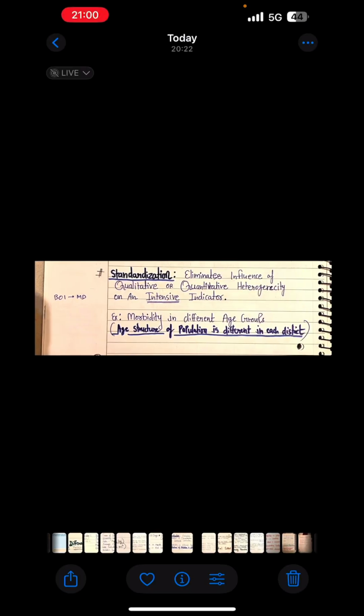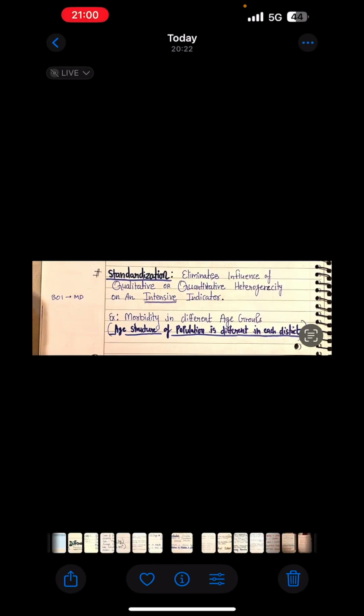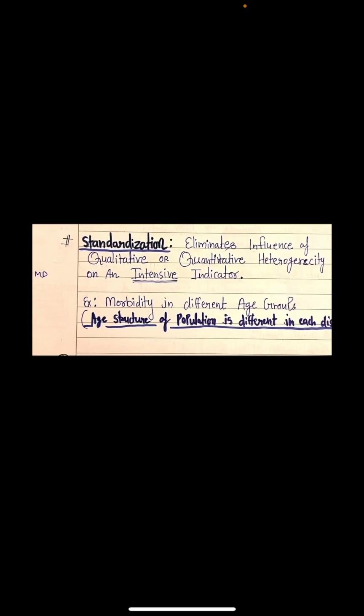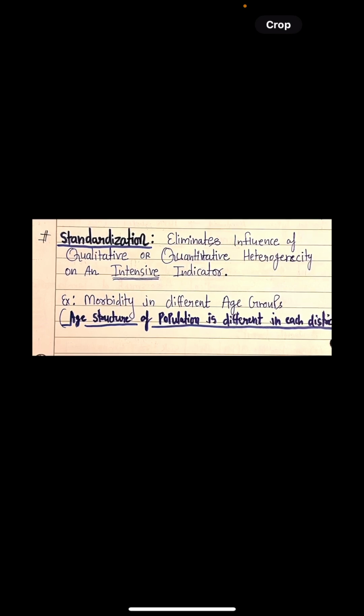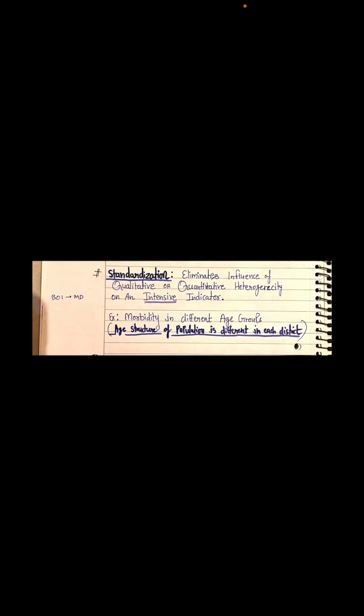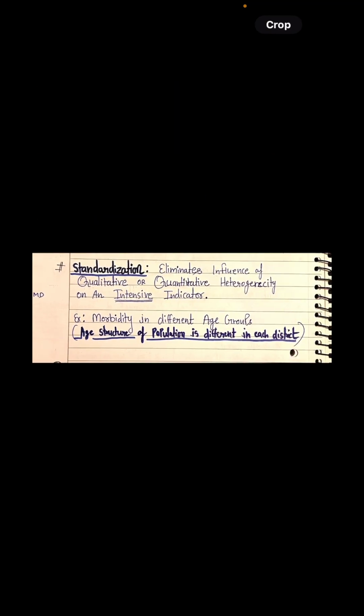So next, moving ahead towards standardization. Standardization is the question which we most probably mark wrong. So let's see what it is. It eliminates the influence of qualitative or quantitative heterogeneity of an intensive indicator. Intensive indicator, we remember as all causes of death and so on.